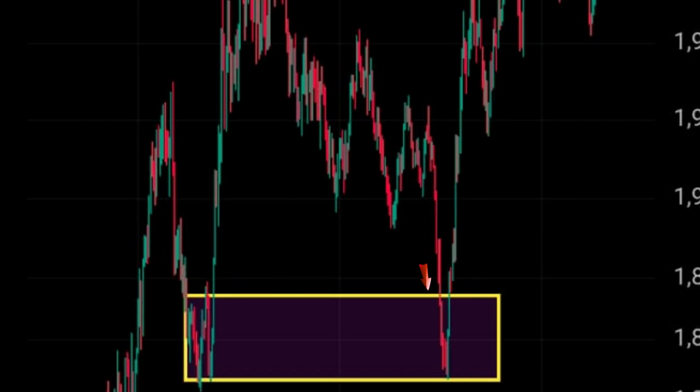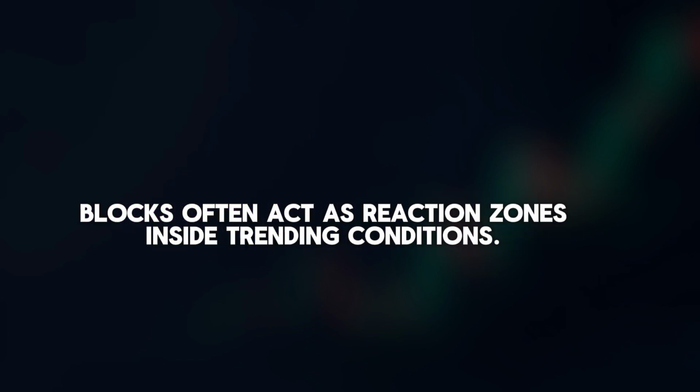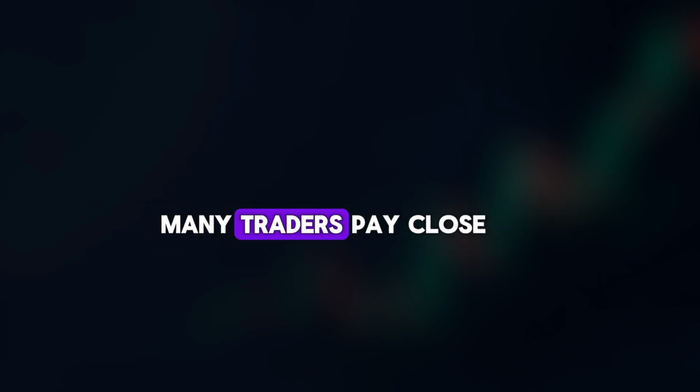In bullish conditions, price may return to a bullish order block, find remaining buy-side interest inside that area, then continue expanding upward. And in bearish conditions, price may revisit a bearish order block, find remaining sell-side interest, then continue delivering lower. This is why order blocks often act as reaction zones inside trending conditions.